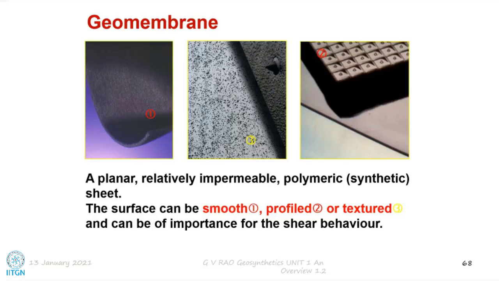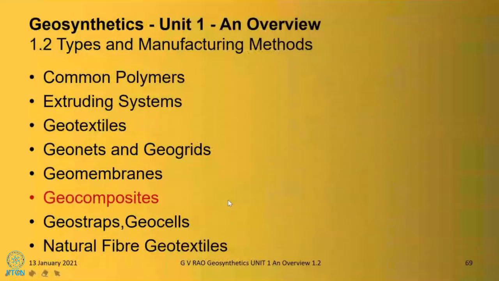As a rule, thermal welding is done. So we have three kinds of membranes: the smooth one, a profiled one, that means projections are there, and then textured, that means roughness is there. So these are the three kinds of things, and all of them are meant to help us in getting more friction also of the roughness. So that is the basic geomembranes. And as I told you, there may be many raw materials which are used for this purpose.